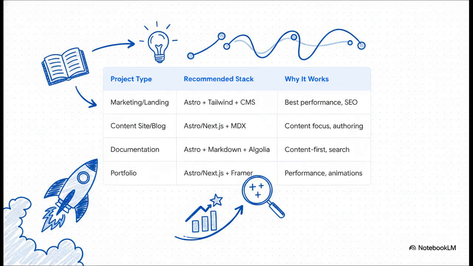And why is that? Well, it's because it's engineered for pure speed. It ships zero JavaScript by default, which, let me tell you, search engines absolutely love. You also see other cool stuff, like MDX for blogs, which lets you drop interactive components right into your text, or Algolia to give your docs some really powerful search.